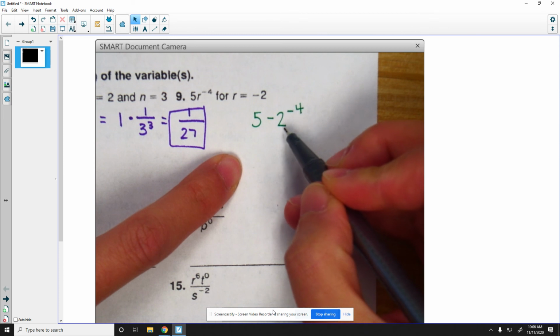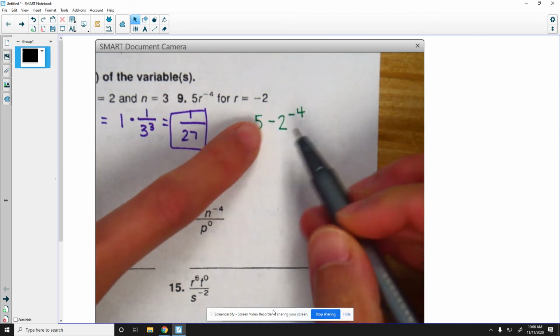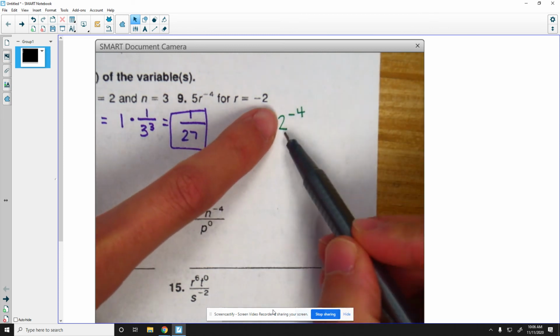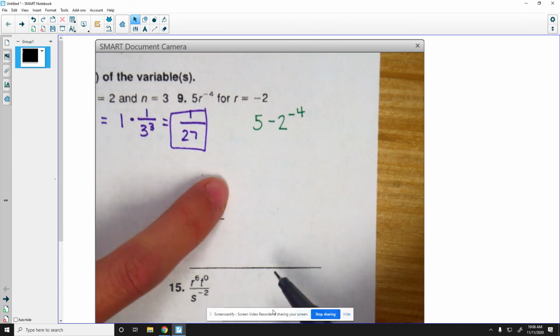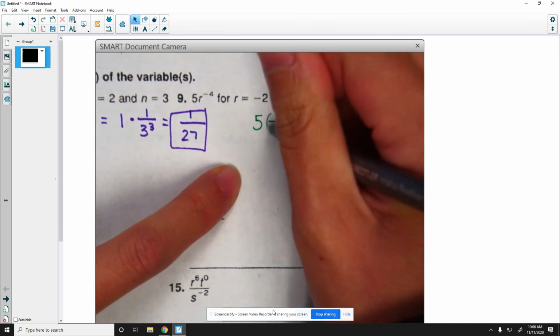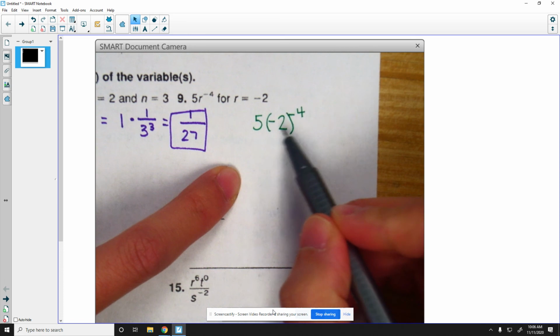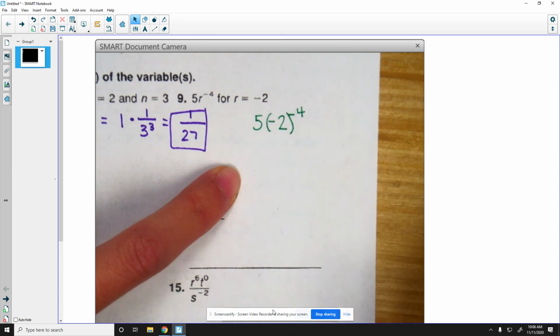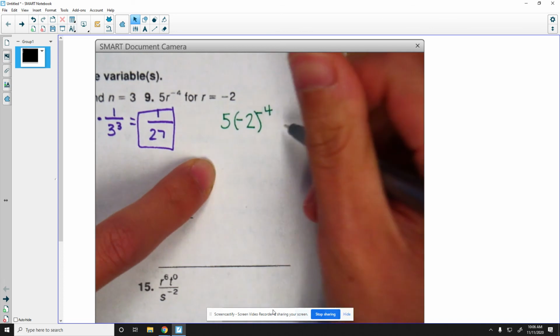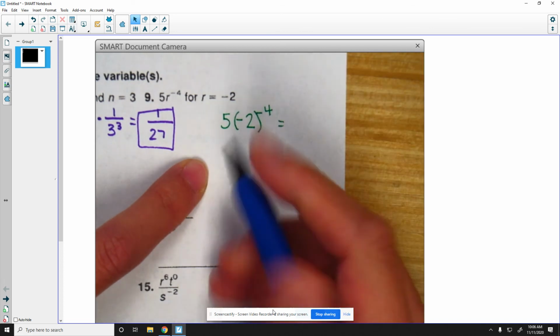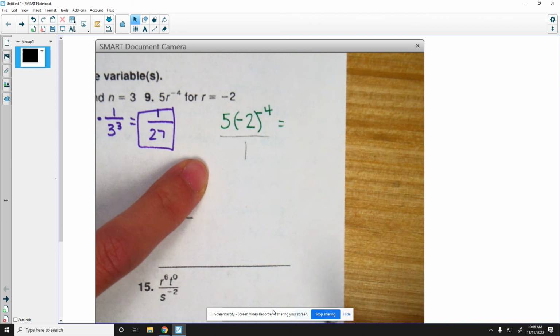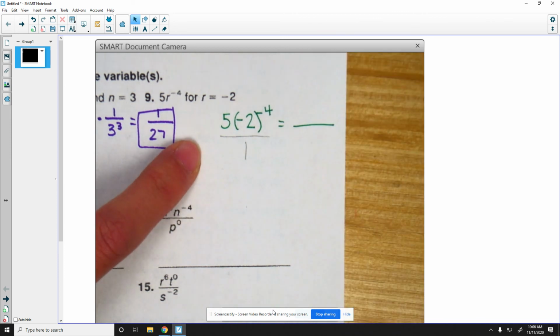If I don't put parentheses around the -2, then essentially I'm saying to myself, do 2 to the -4 and then stick a negative in front. And that's not the case. I have to put -2 with the parentheses around it because it's saying all of -2 is to the -4th power. Okay, so for this answer, let's put it all over 1 so you know that you have to flip it. Okay, treat it as 2 separate problems.